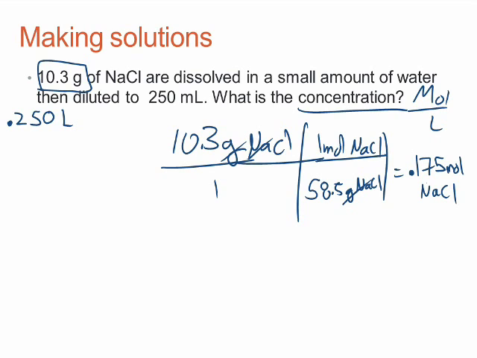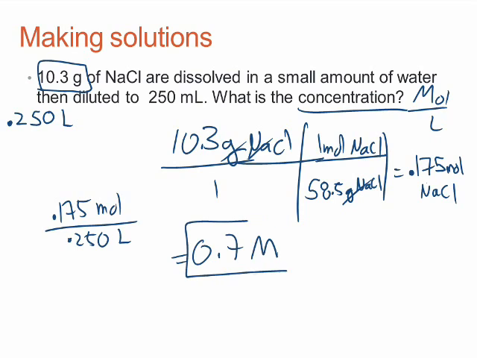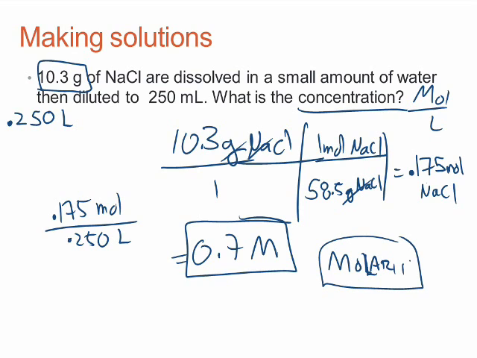All right, we got our moles, and we're going to put it over our liters. So 0.175 mole per liter, 0.250 liter equals 0.7 molar. So if you say molar, it's the same thing as saying molarity. We just like to not have to say big long words. So a molar is the same as molarity.